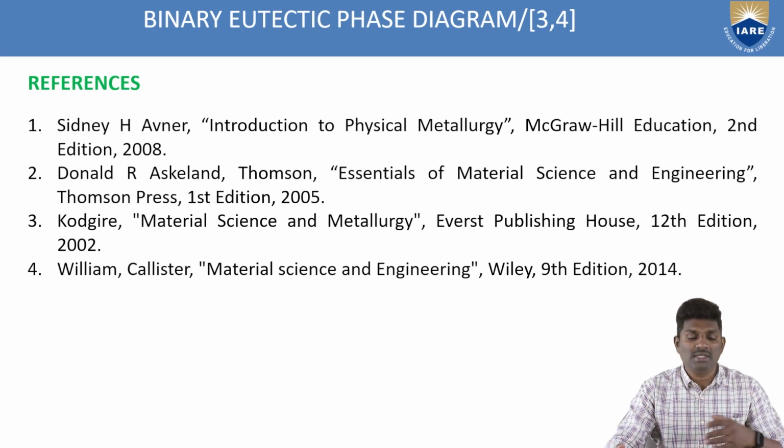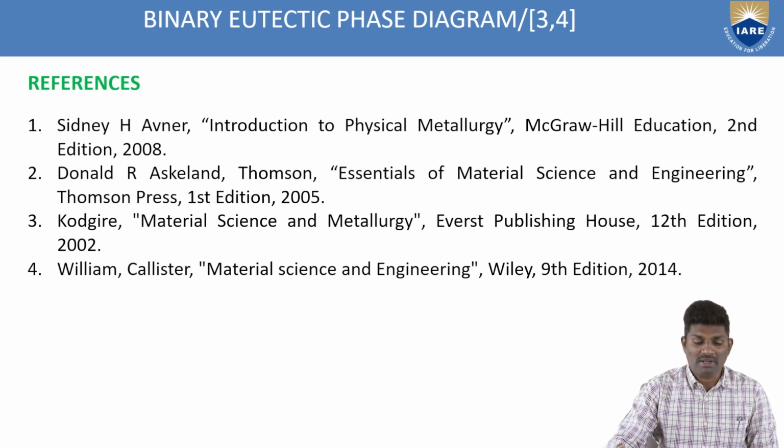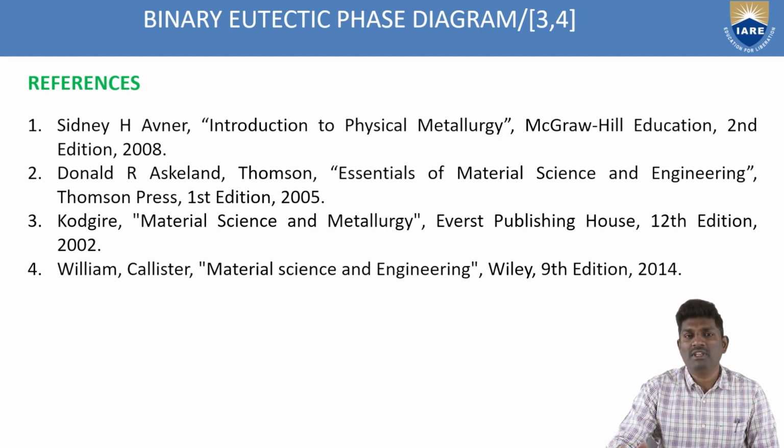These are the references where you can get the information. The first one is Sydney Avner, Introduction to Physical Metallurgy. The second is Essentials of Materials Science and Engineering by Donald Askeland. The third is Material Science and Engineering by Kodigiri, and the last is Materials Science and Engineering by William Callister. These are references where you can get information about the basics of phase diagrams of eutectic systems, how to identify compositions with the help of the tie line process, whether single phase or double phase, and the importance of drawing these phase diagrams. We can get the information from these reference books.